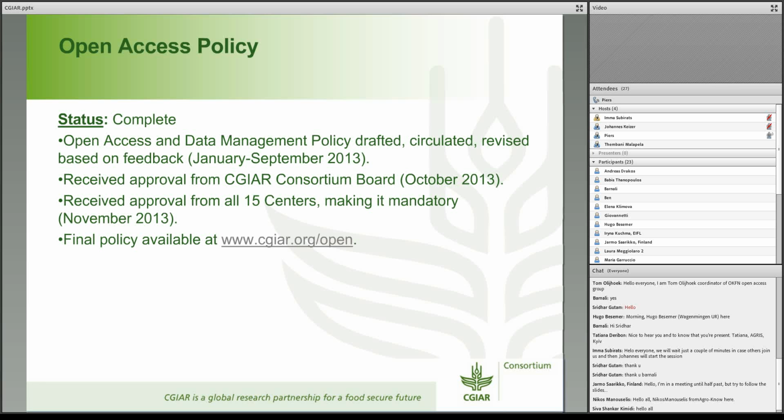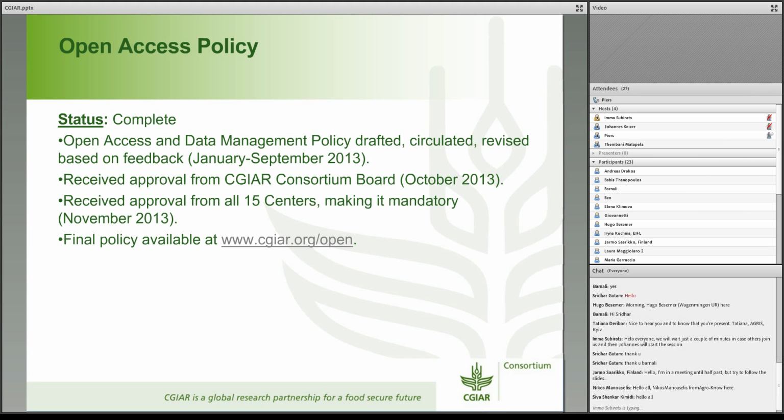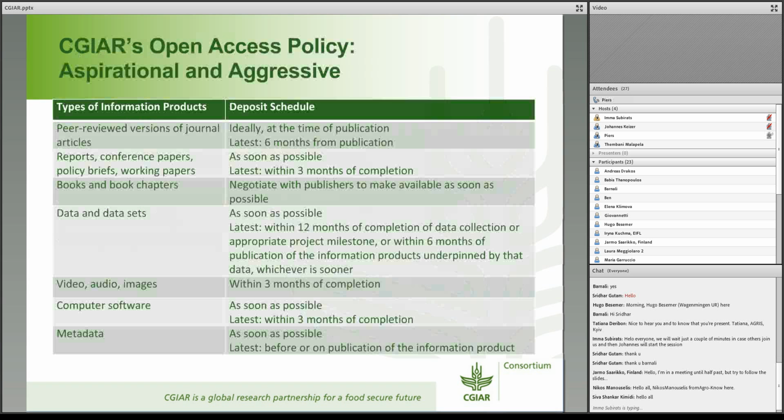Now, let me talk a little bit about some of the key parts of the policy and where some of the controversies or pushback came about. I've titled this slide Aggressive and Aspirational. Aggressive because what it calls for are pretty tough timelines for making various elements openly accessible. For example, we're calling for publications to be available no later than 6 months, and data sets within 12 months of our publication.